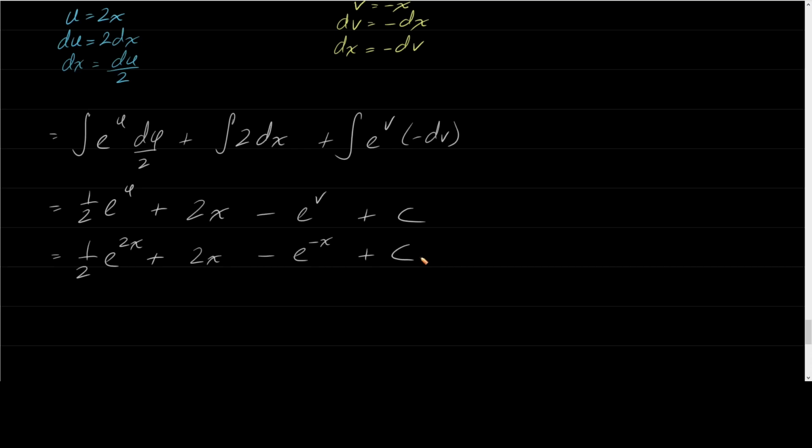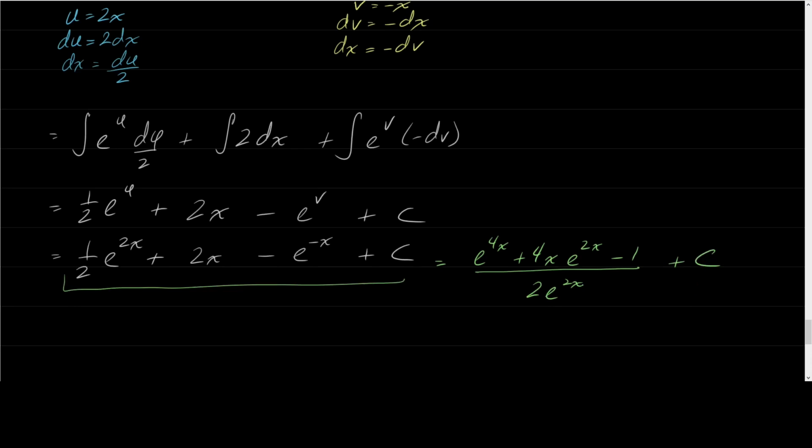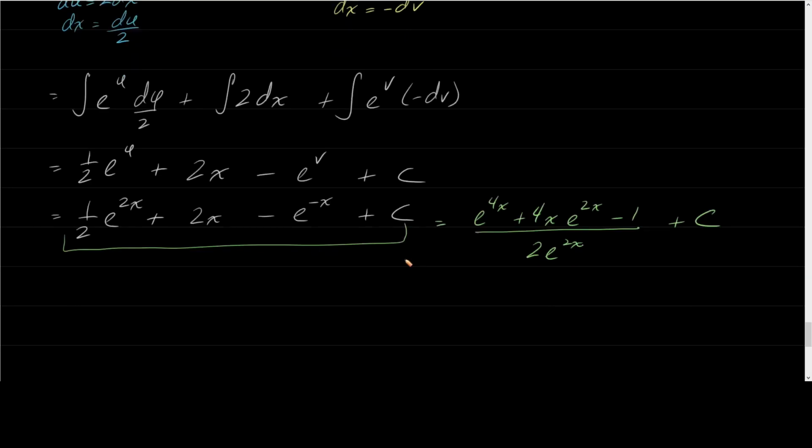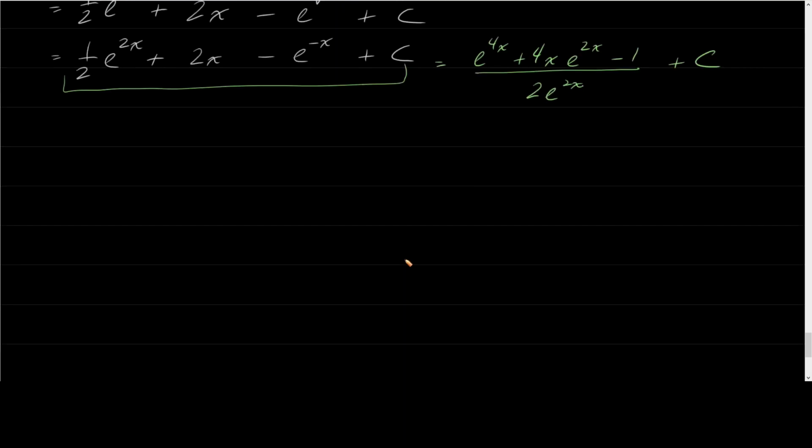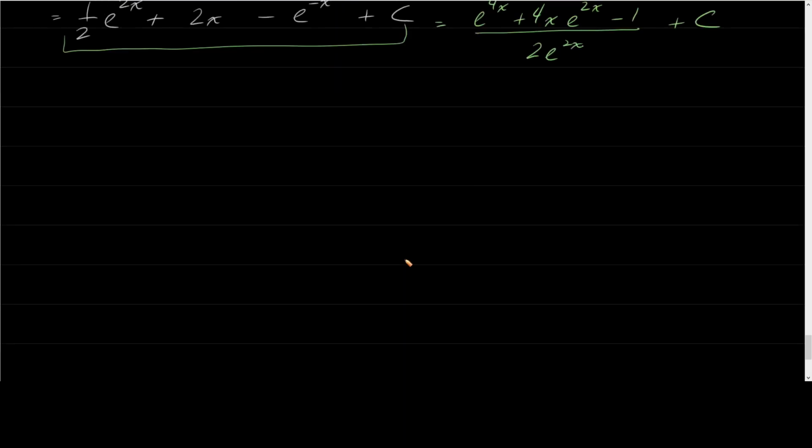If you wanted to rewrite this as one fraction, again, this is a good enough final answer. But if you wanted to rewrite it as just one big fraction, you would have e to the 4x plus 4x e to the 2x minus 1, all of this over 2e to the 2x plus c. But the final answer really is good enough expanded. So that was I. Let's do J.